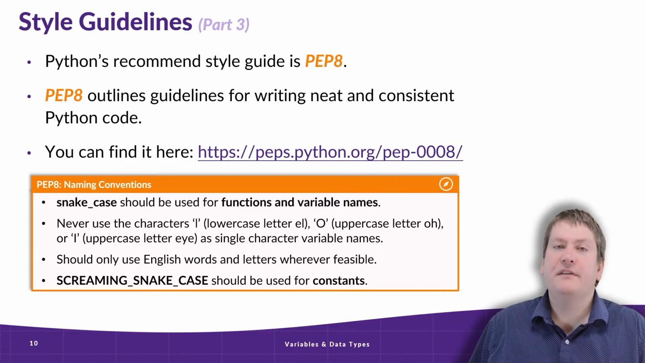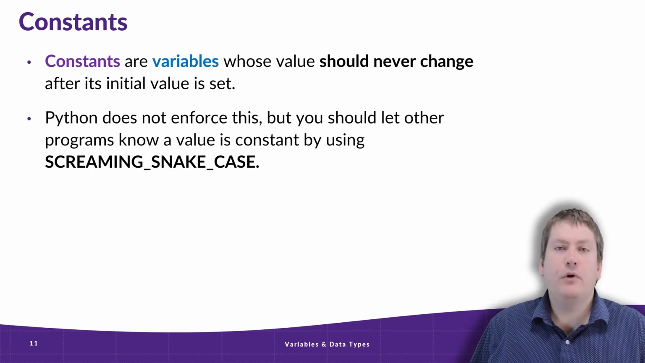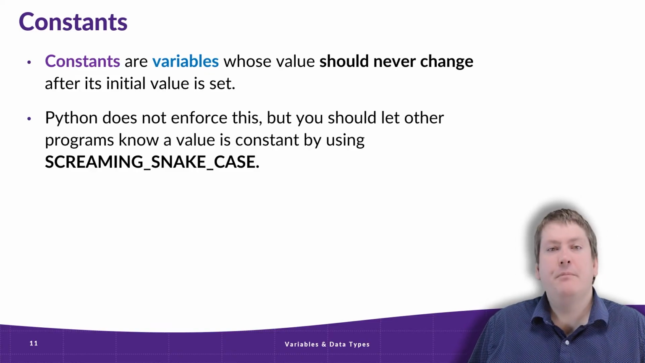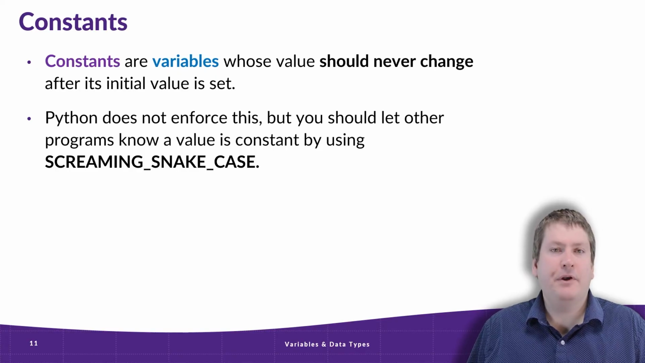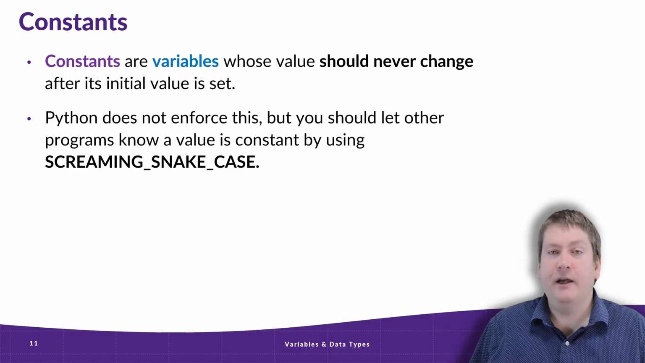But what are constants? Constants are variables whose value should never change after an initial value is assigned. Other programming languages have special ways of defining a constant and will enforce this, giving an error, for example, if you try to change the value. However, Python doesn't have this functionality. Part of the zen of Python is giving the programmer the power to do what they want, so editing the value of a constant is allowed.